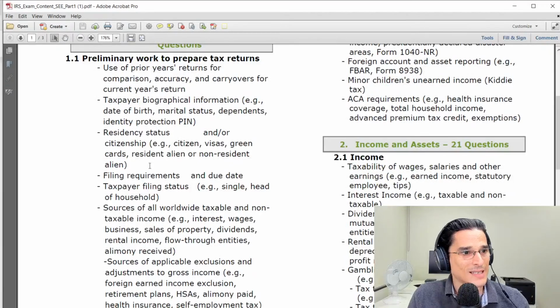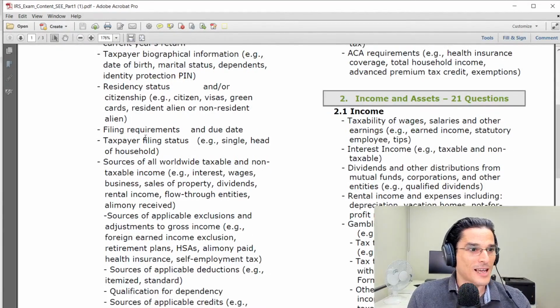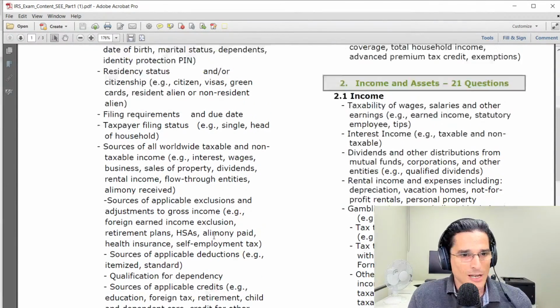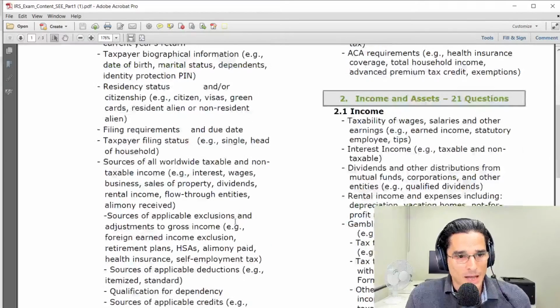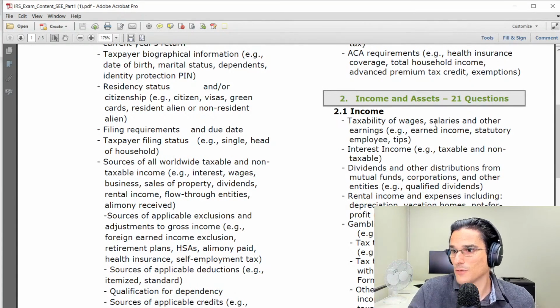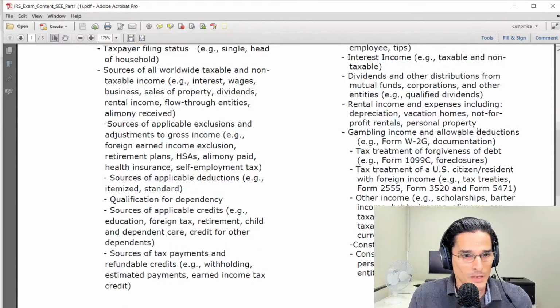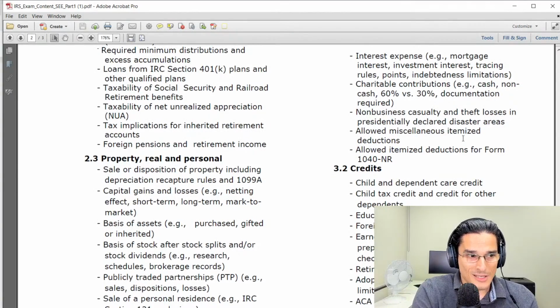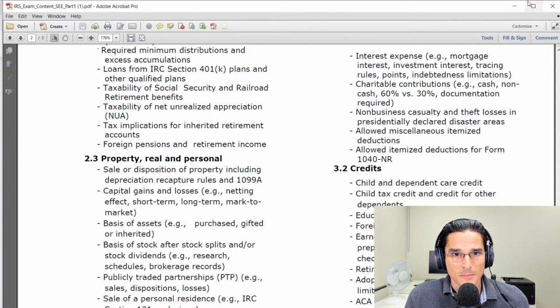So there's residency status, filing requirements, taxpayer filing status, sources of income, applicable deductions, itemized versus standard. All that's really arithmetic for the most part. And there are some other things in terms of taxability of wages, salaries, and other earnings, interest income, dividends. You learn about qualified dividends and the fact that there's a preferential tax rate there. So all that is good stuff to know, and it's more importantly valuable, but you don't need to get into the accounting all that deeply.